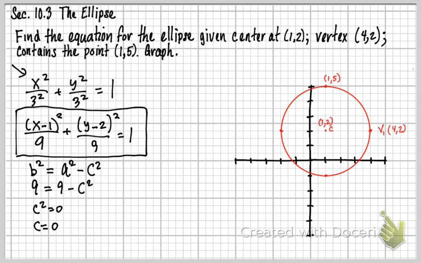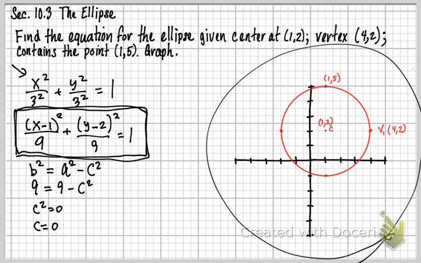Because remember, I go to the right c and I go to the left c. So that means I'm going to get the same value. So my foci are the center. But it asked me for this one. It asked me for the equation, which is here. And then it also asked me to graph it, which is here. So we're done.